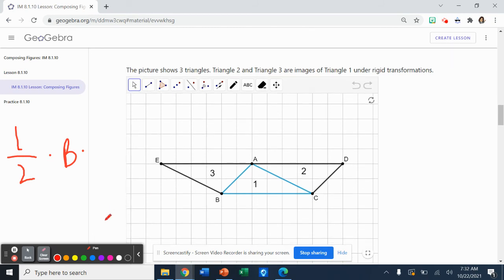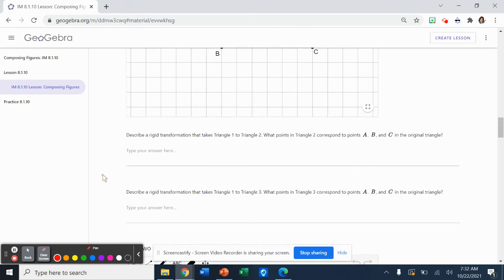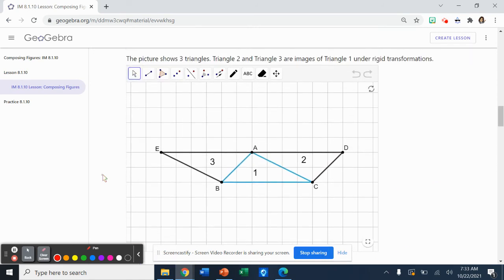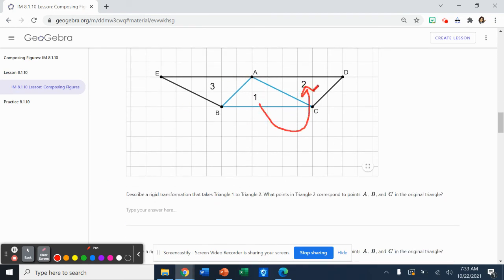All right, so the next task says, the picture shows three triangles. Triangle 2 and triangle 3 are images of triangle 1 under rigid transformations. And there are some questions for you below. Describe a rigid transformation that takes triangle 1 to triangle 2, and what points in triangle 2 correspond to A, B, and C. And describe a rigid transformation that takes triangle 1 to triangle 3. What points in triangle 3 correspond to points A, B, and C? So go ahead and give this question a try. It's asking you, how can we transform 1 to 2, and how can we transform 1 to 3?